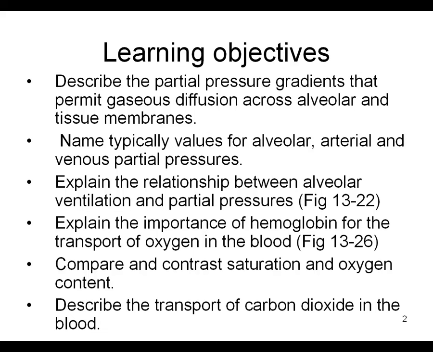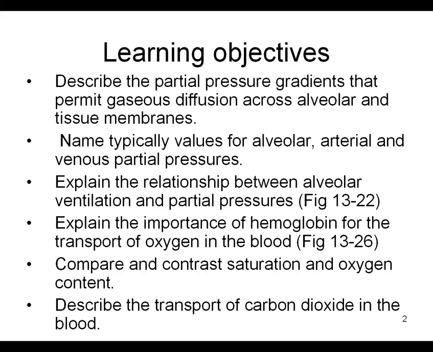So here are our learning objectives. We want to talk about the partial pressure gradients that permit gas to diffuse between the alveoli and the tissue. I want you to be aware of the typical partial pressure values for alveolar, arterial, and venous partial pressures. Partial pressures being the way we discuss oxygen and CO2 levels. We use partial pressure kind of like a concentration.